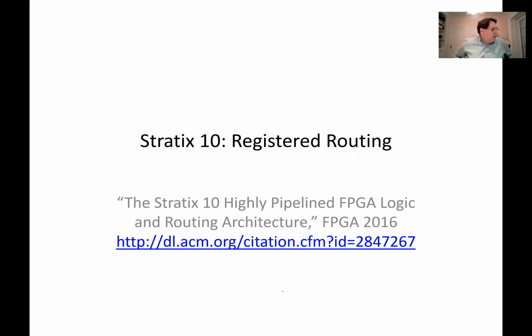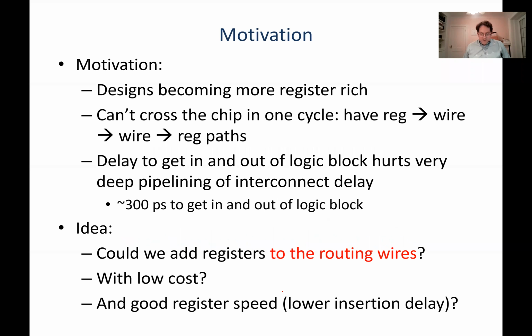Okay, so the last thing I was going to cover today then is registered routing, which is something that academics had looked at a few times, but hadn't been deployed in any commercial FPGA until Stratix 10. So what's the motivation? This is a pretty big change in FPGA architecture as well. Before this, all commercial FPGAs had registers in the logic and the RAM and the DSP blocks, but they didn't have them in the interconnect. Interconnect was wiring and muxes, or other programmable switches. So Stratix 10 was a big change to say, no, we're going to put registers right in the routing.